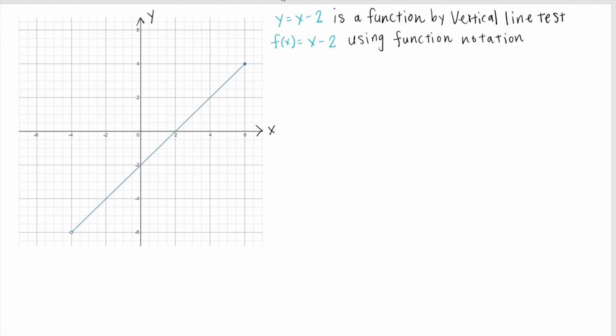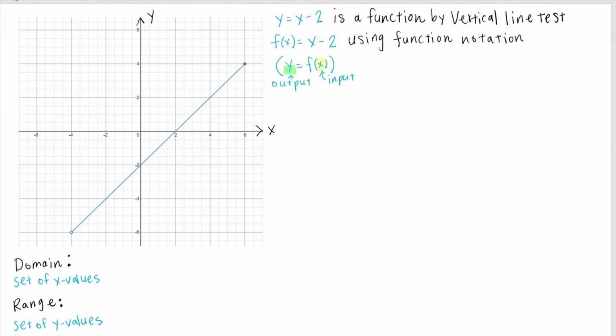Let's find the domain and range of this function. The domain is the set of x values, and the range is the set of y values. If we think about the domain as the set of input values and the range as the set of output values, function f takes an input value, then gives an output.